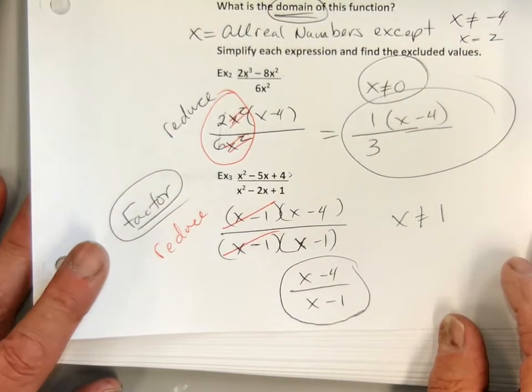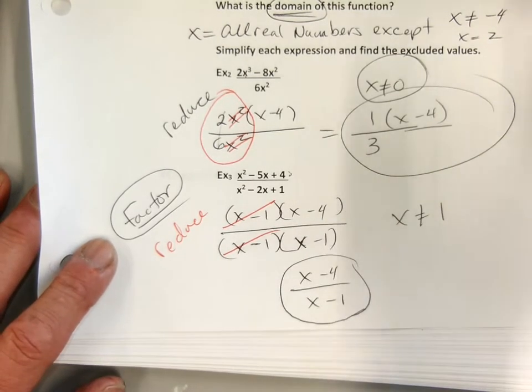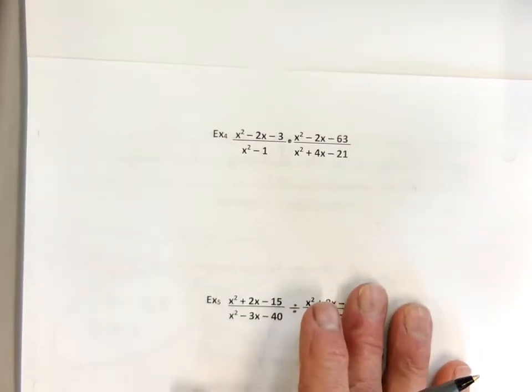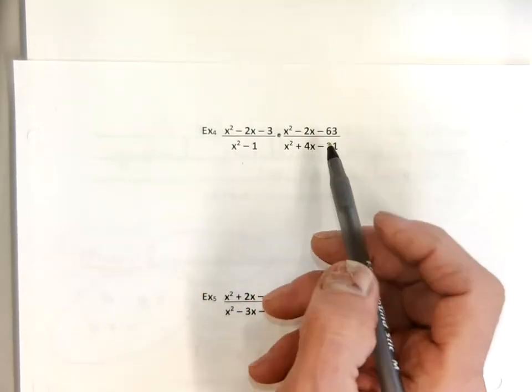Ready to turn the page? If you can factor, today's lesson is not too bad. Number 2. So number 4 looks like a big problem, but I'm going to factor. Does that make sense? I'm going to factor all 4 of these, and then I'm going to cancel.